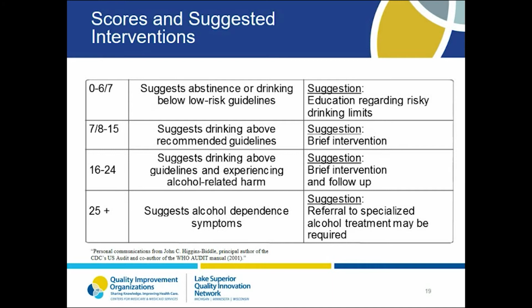The next level of positive scores, 16 to 24, suggests that the patient is both drinking above the low-risk guidelines and possibly experiencing alcohol-related harm. The recommendation here is for both a brief intervention and follow-up to make sure the patient is able to be successful in achieving their goal to decrease alcohol use. The highest level of positive scores, 25 and above, suggests that the patient may have alcohol dependence symptoms. The recommendation in this case is to offer your support in referring them to specialized alcohol treatment.